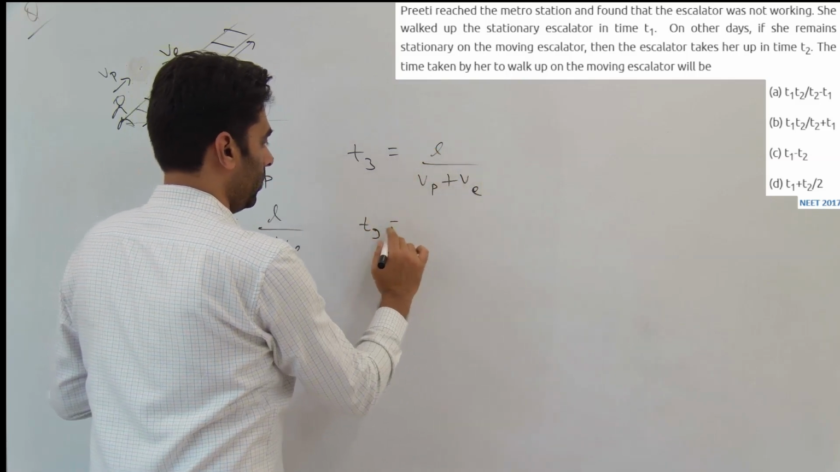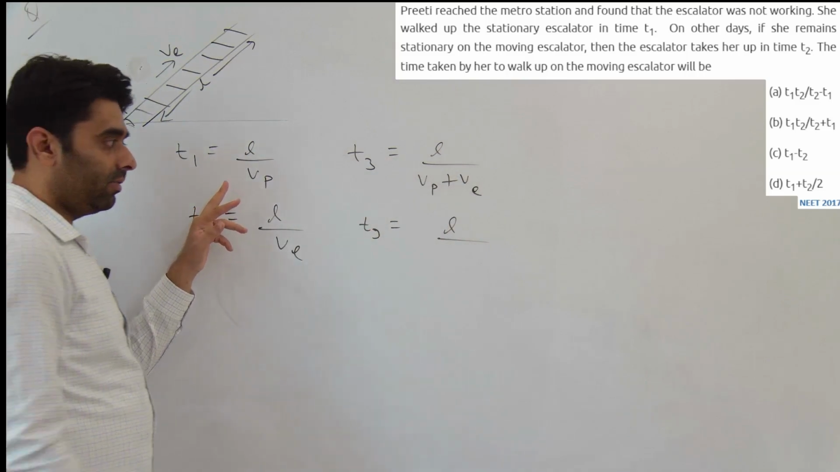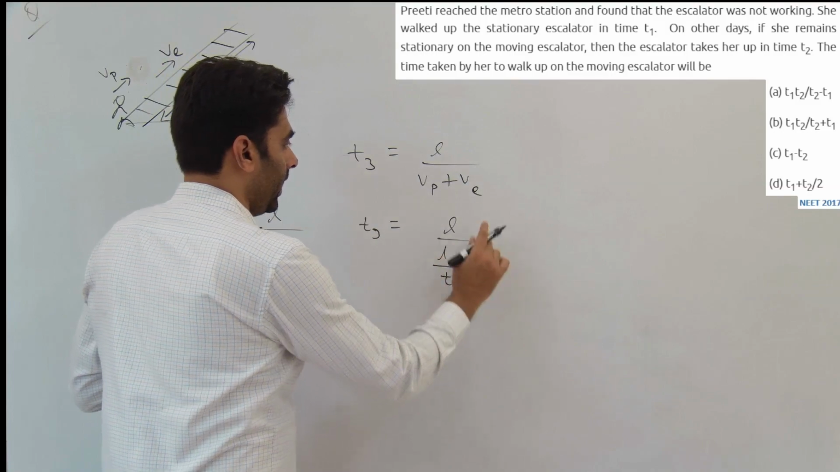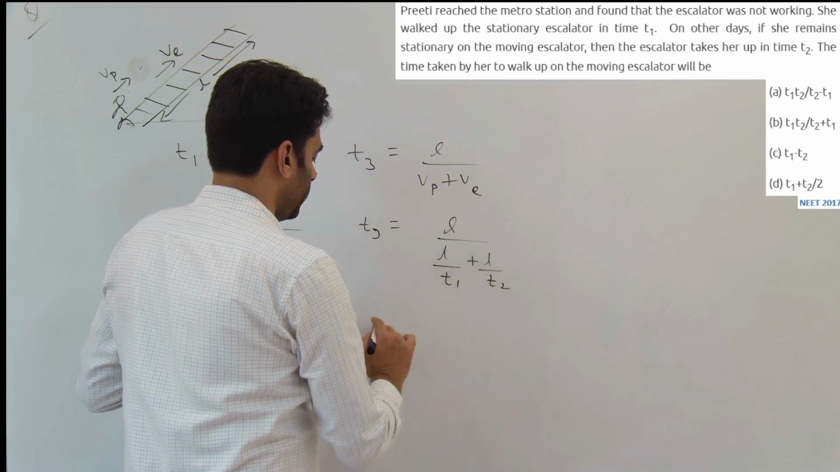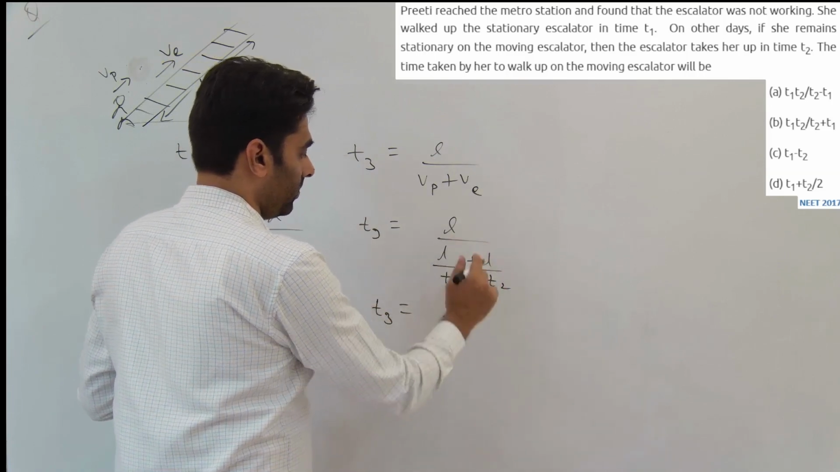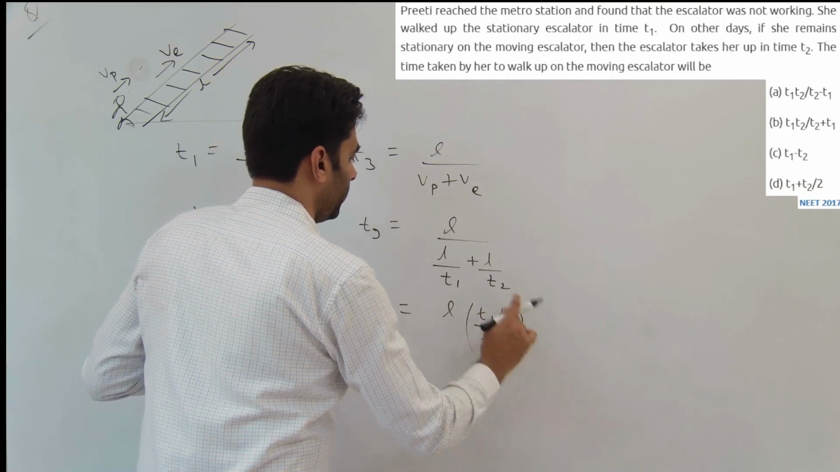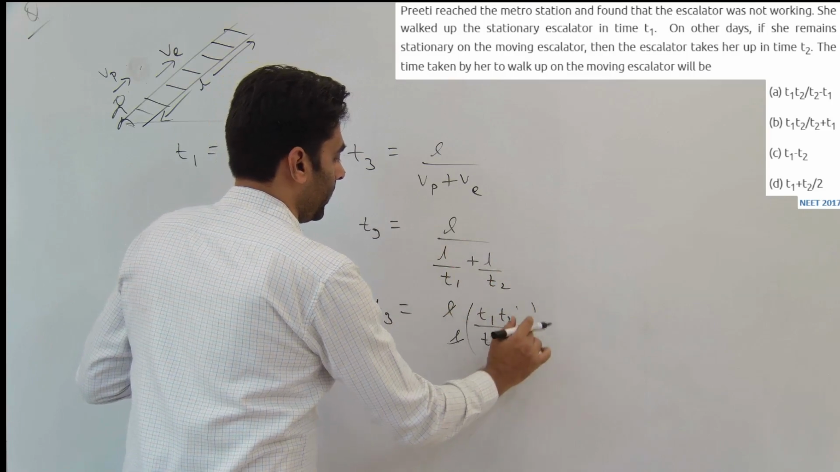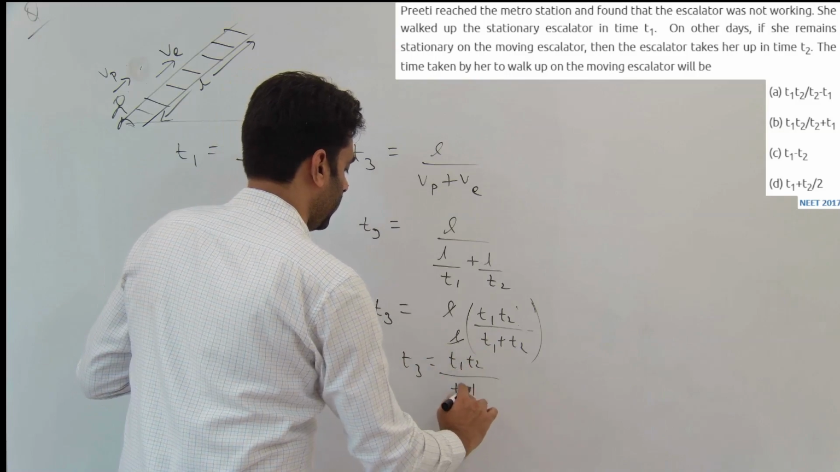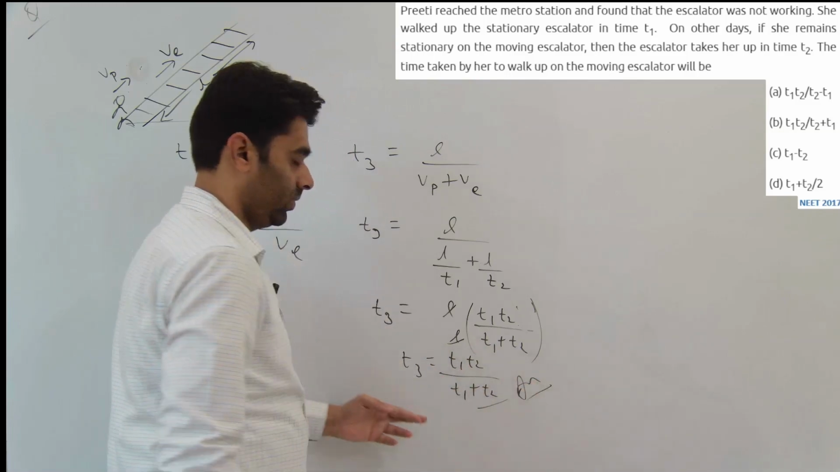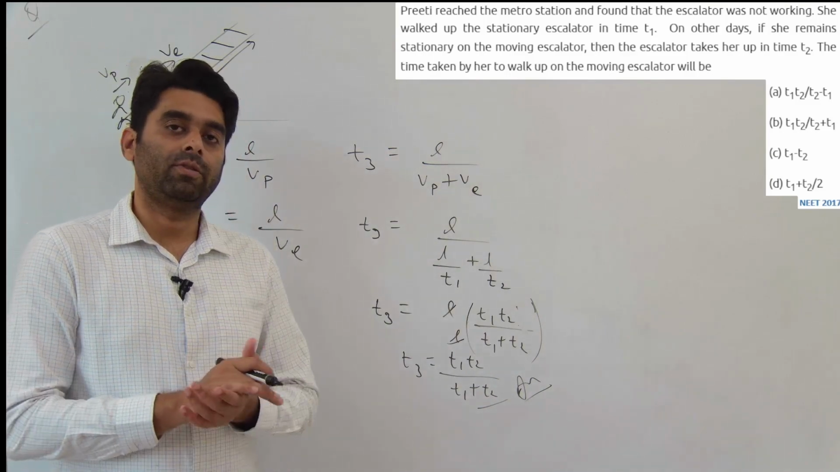Let's substitute. So L by Vp value over here can be written as L by T1, and Ve value can be written as L by T2. So T3 is L times, if we simplify it, we will get T1 T2 by T1 plus T2. If L is taken common, it cancels out. So our final answer is T1 T2 by T1 plus T2. Okay, which option is it? Option number B, T1 T2 by T1 plus T2.